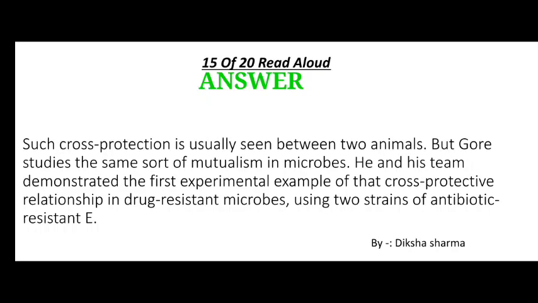Such cross-protection is usually seen between two animals. But Gore studies the same sort of mutualism in microbes. He and his team demonstrated the first experimental example of that cross-protective relationship in drug-resistant microbes, using two strains of antibiotic-resistant E.